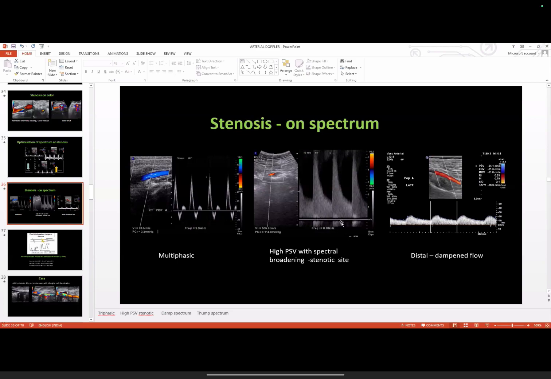We can call it a turbulent flow, disturbed flow. Now we use this term spectral broadening only when there is filling of the window and the bandwidth is increased, and this is typically seen at the disturbed site, or the stenotic site, or the post-stenotic turbulent site, right?